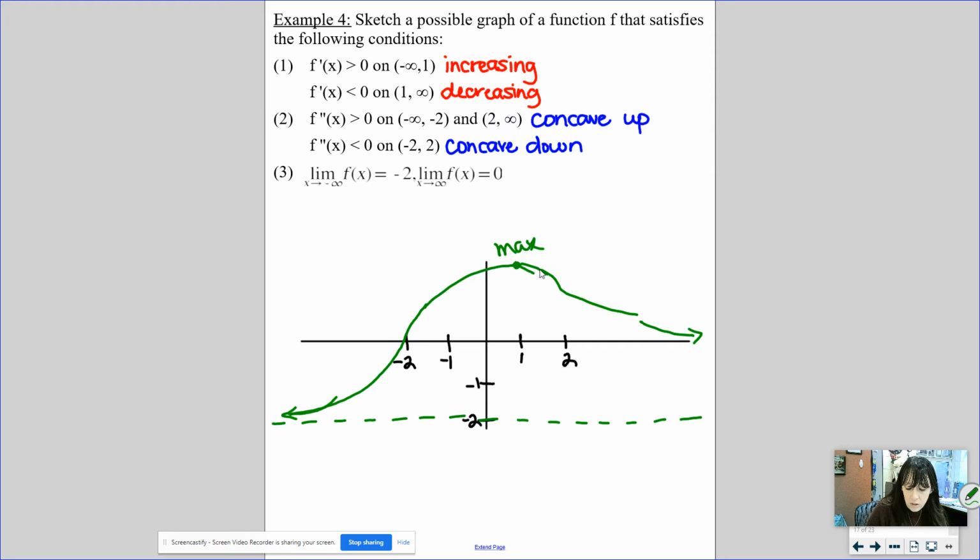I really wish this wasn't such a terrible looking graph. I'm so sorry. Let me try that again. So I need to go round it down and then switch to rounding up. I just really can't draw on this, you guys. I'm sorry. But that's supposed to be rounded. There we go. That's a little better. Rounded a bit.